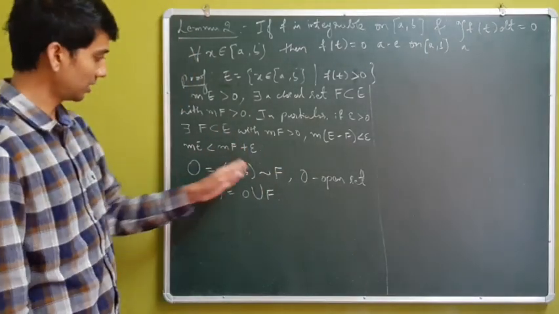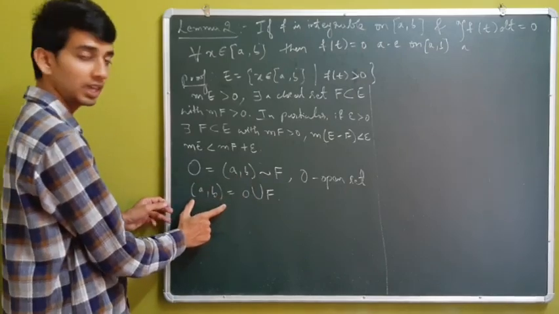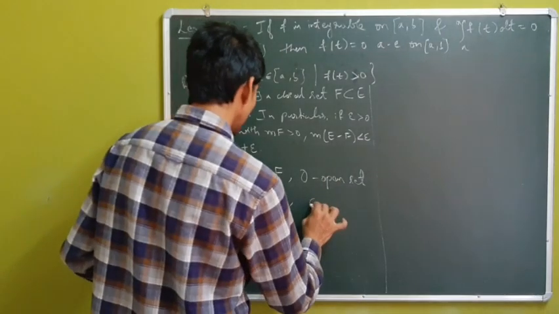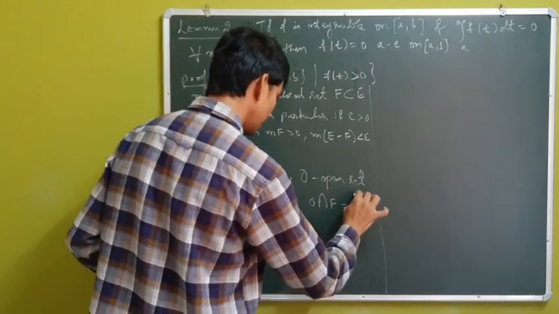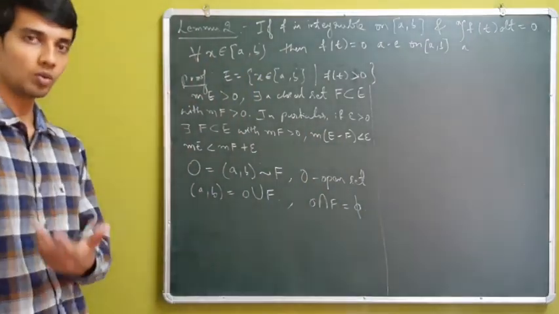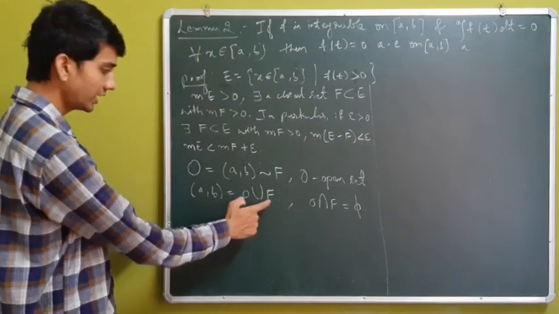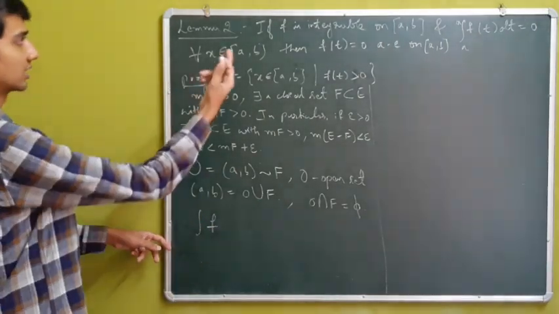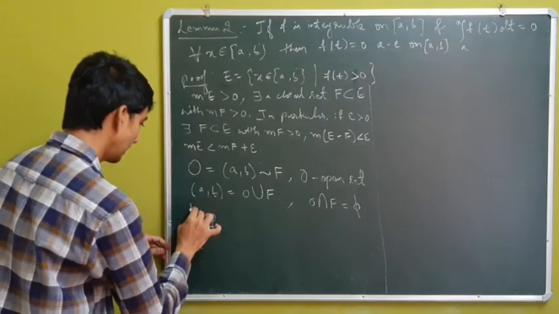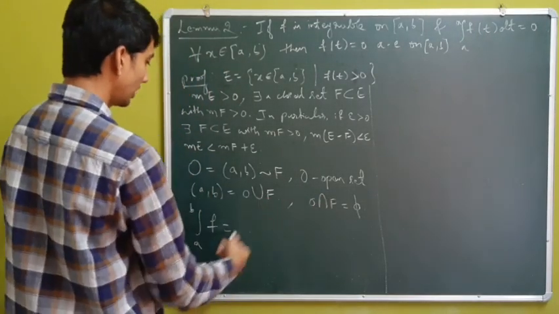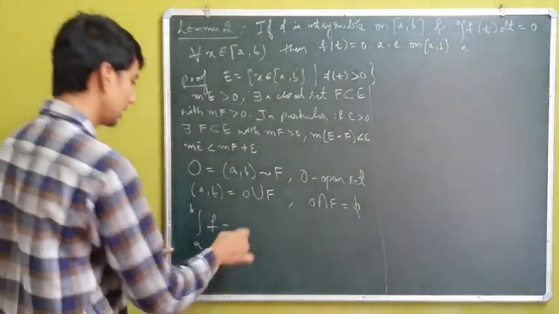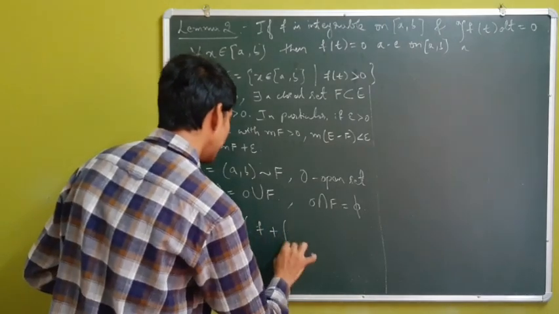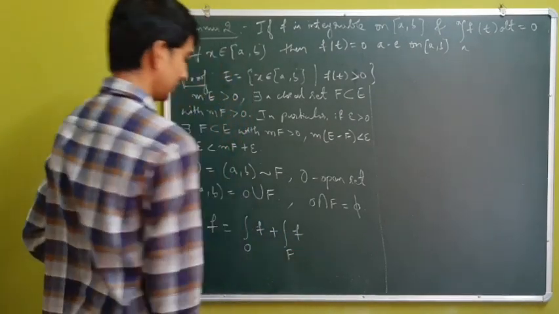So setting O to be (a,b) minus F, now I have the open interval (a,b) to be O union F, and also we have O intersection F to be empty. So now I have this to be a disjoint union. So now if I consider the integral of the function f over the interval (a,b), since this is a disjoint union, the integral of f over (a,b) is the same as the integral of f over O plus the integral of f over F.